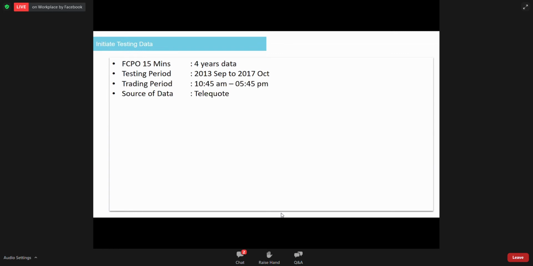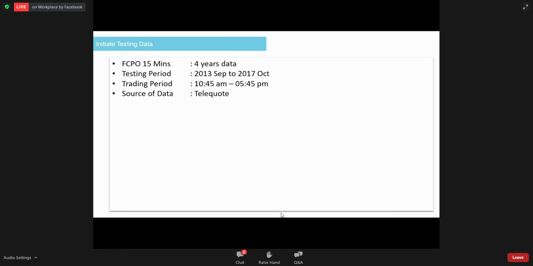The source of data is Telecode. I tried Bloomberg data and Nextview data, and I feel Telecode data is cleaner. It cannot be said to be very clean, but it's cleaner. The testing period will be 10:45 to 5:45, to avoid the opening gaps and the closing fireworks. Last time we covered that.